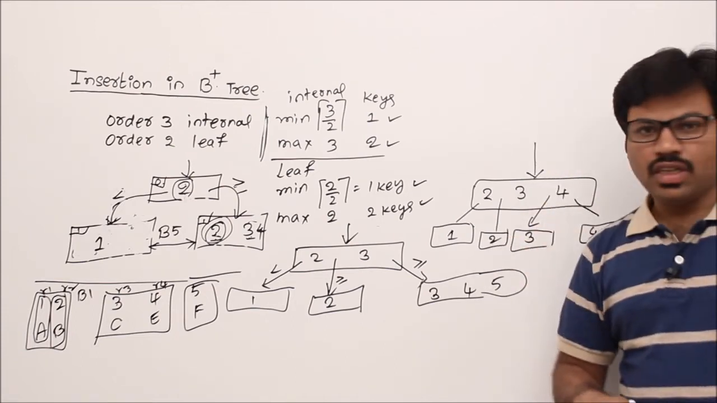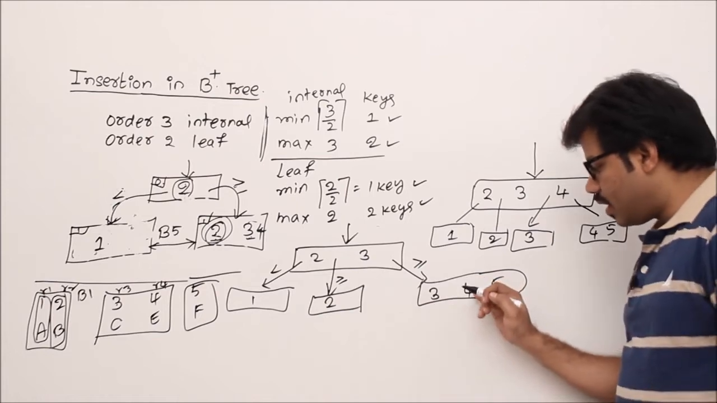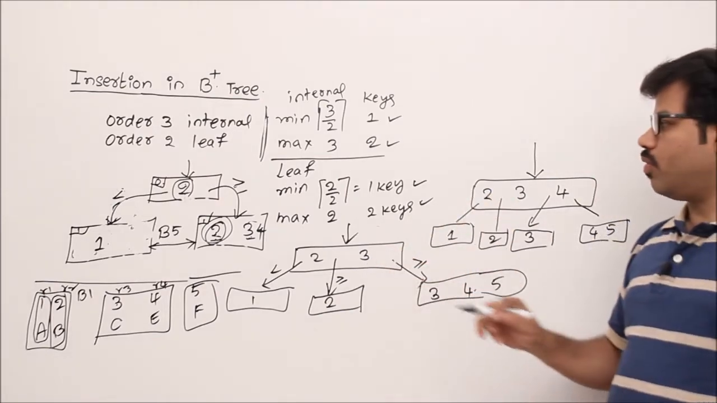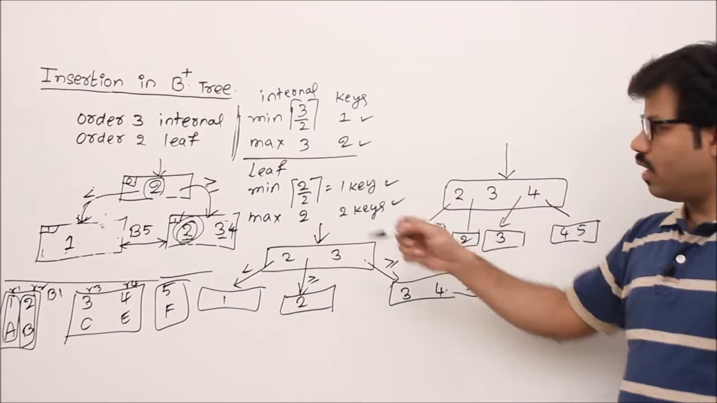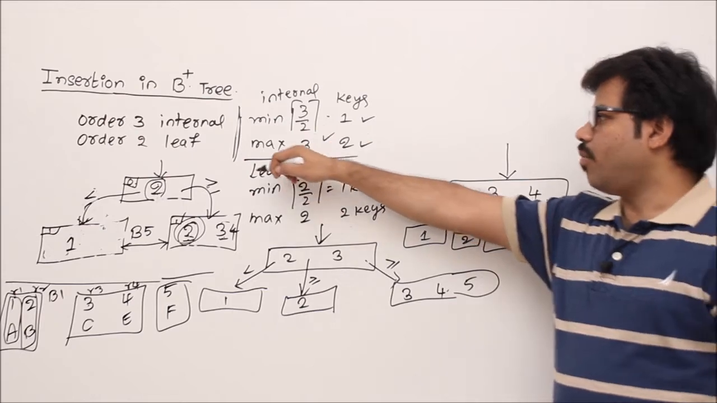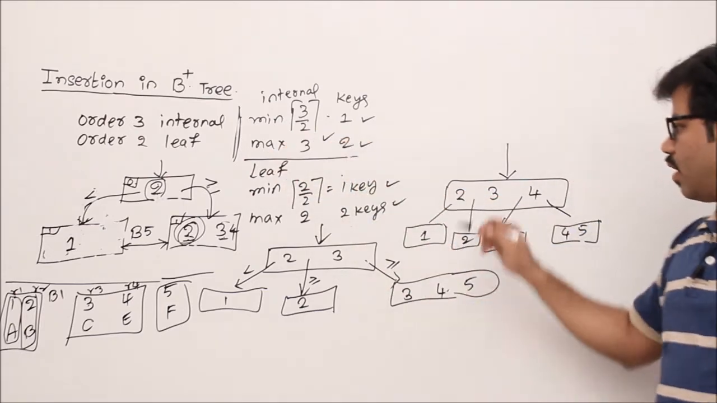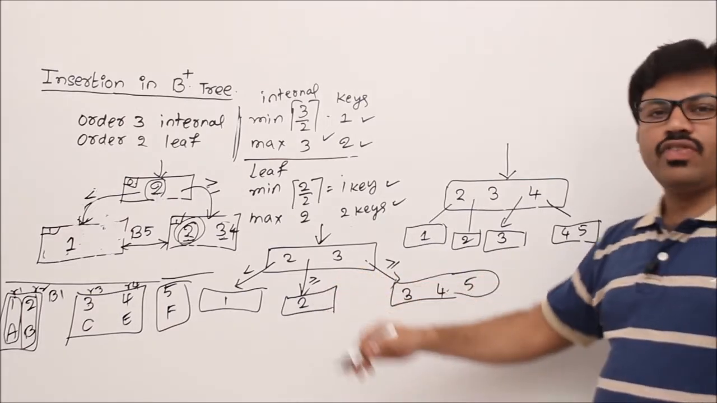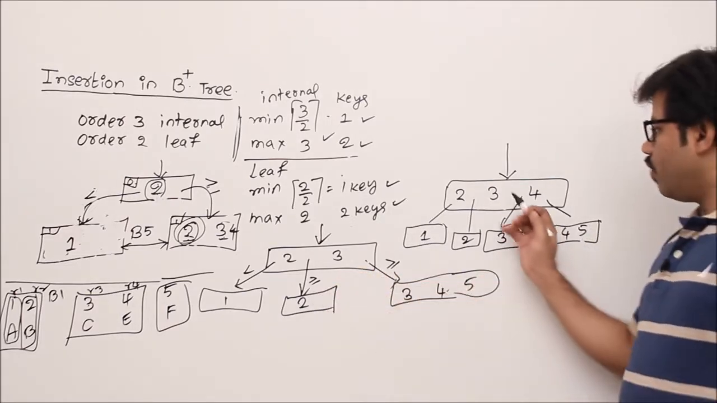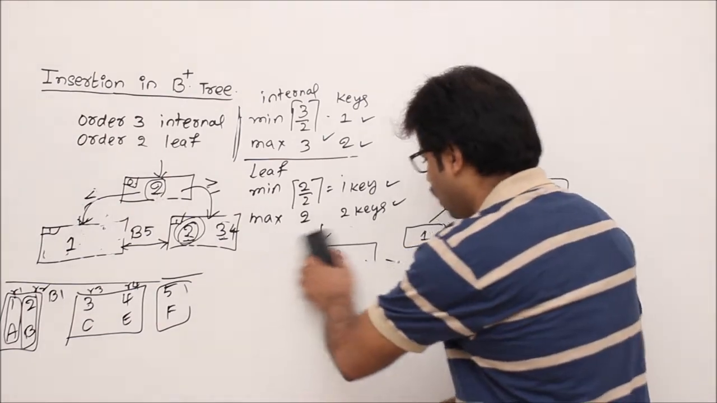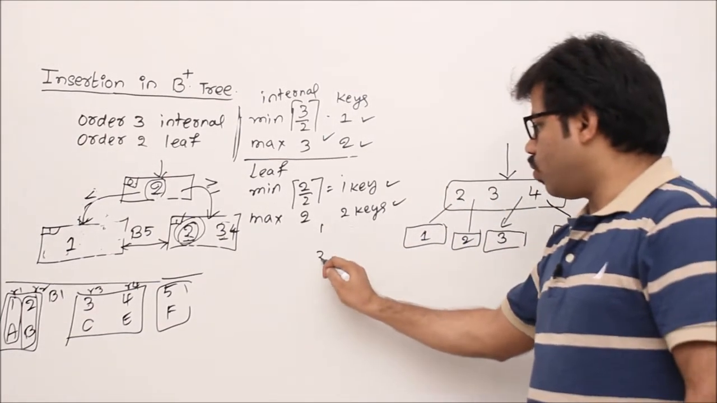But the problem is, when you do node splitting, we are sending one key to the next level. So in the next level you might get this problem. That may be an internal node, and that internal node has a maximum condition. Maximum we can have 2 keys, but now you are filling 3 keys. What to do? Whatever you did at the leaf, the same thing you should do at the internal node. We send one more key to the next level. Since there is no next level, we send 3 to the new root.